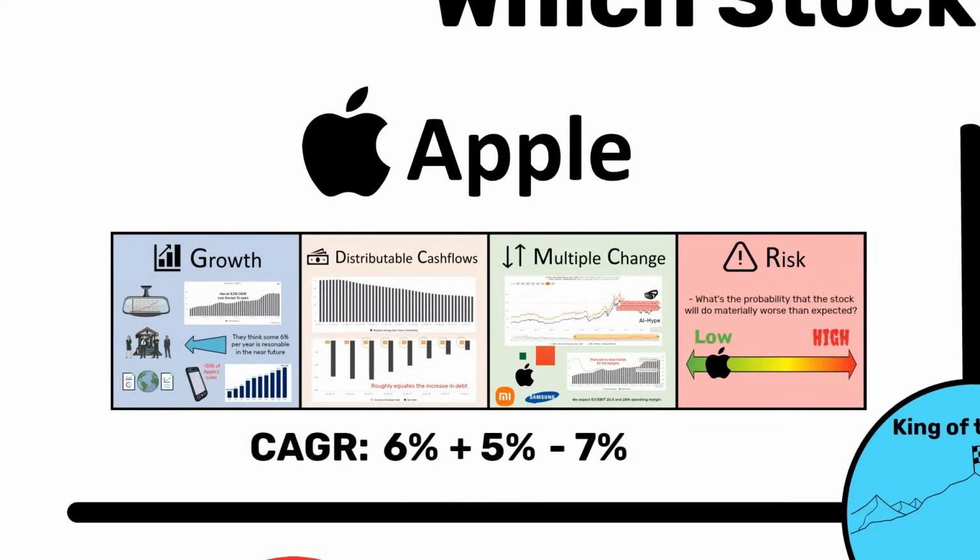Now we add those numbers together to get our expected 3-year CAGR. 6% from growth, 5% from distributable cash flows, and minus 7% from multiple contraction. It equals 4%. So Apple gets a 4% expected CAGR with low risk. Well, it is something, but it doesn't really make you drool. Don't get me wrong here, by the way.